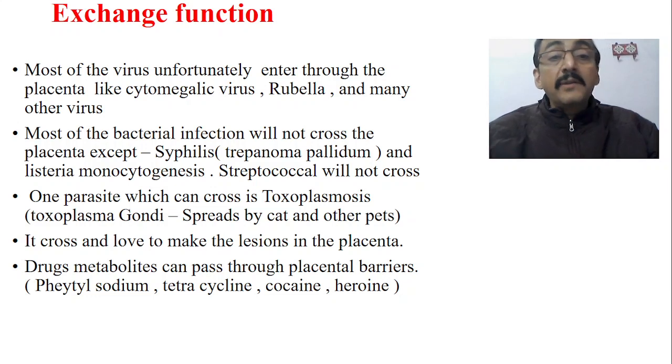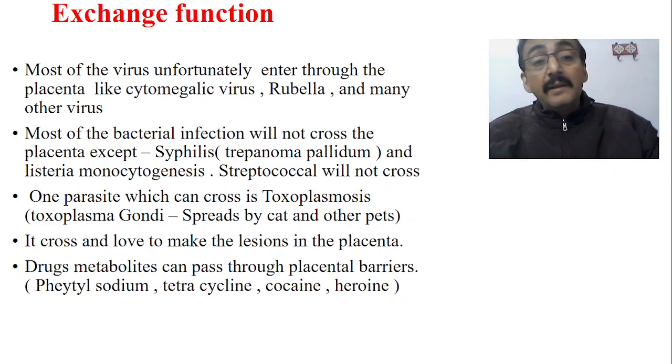One parasite which can cross is toxoplasmosis. That comes under the TORCH group. Toxoplasma gondii is spread by the cat and other pet animals. It crosses and loves to make lesions in the placenta in this toxoplasmosis.